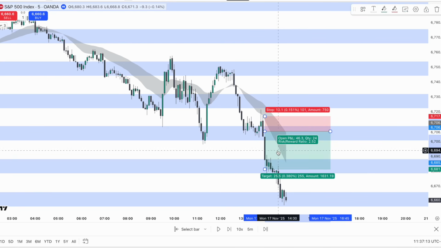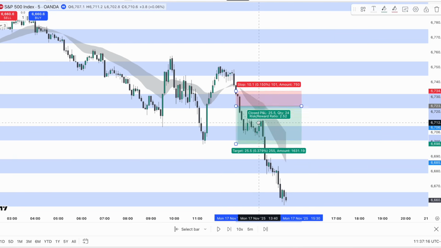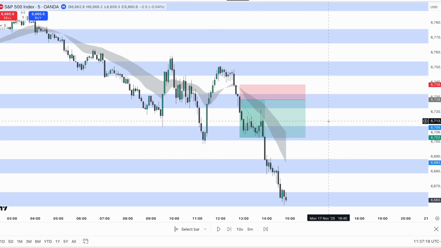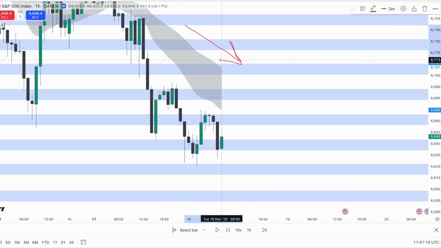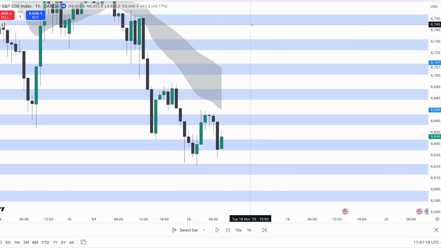These were breakouts that aligned with the overall bias, so they were good trades to take. That's for Monday's action. Now let's move on to Tuesday. Starting with the 1 hour, we see that the cloud is firmly bearish. It's sloping down heavily and in a strong downtrend, and also not too far from the price.